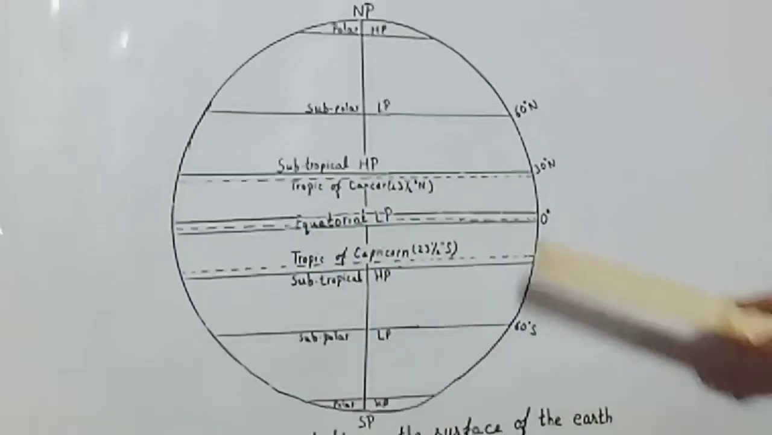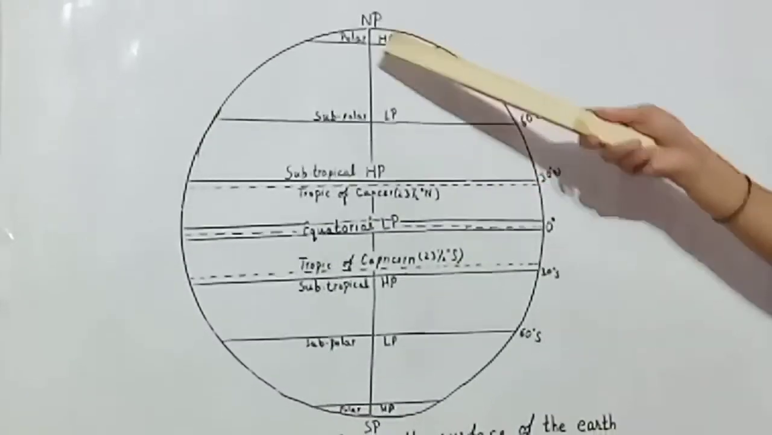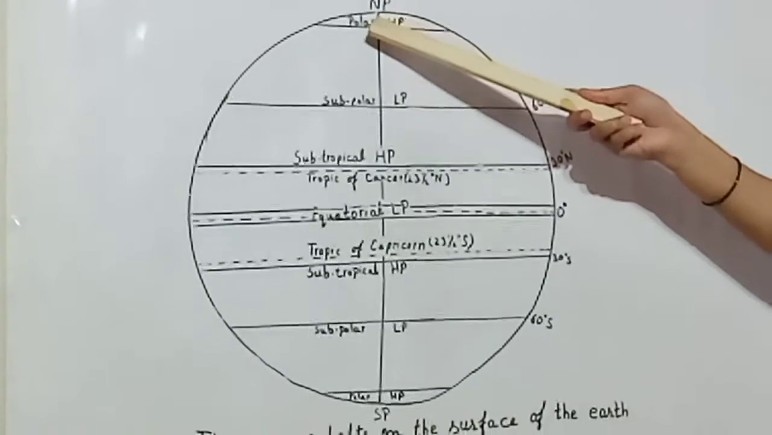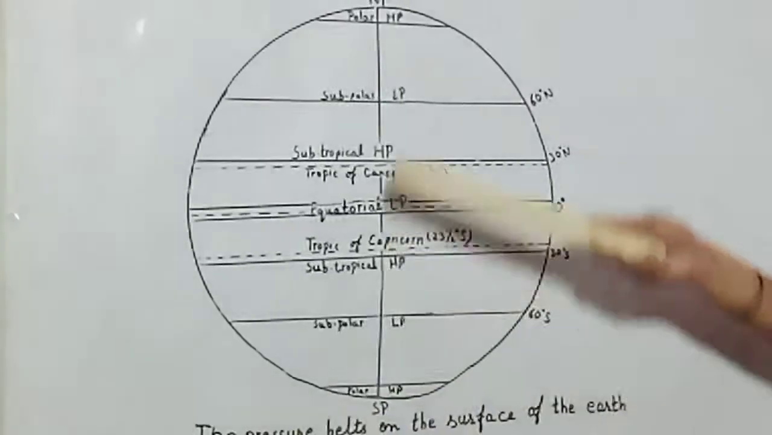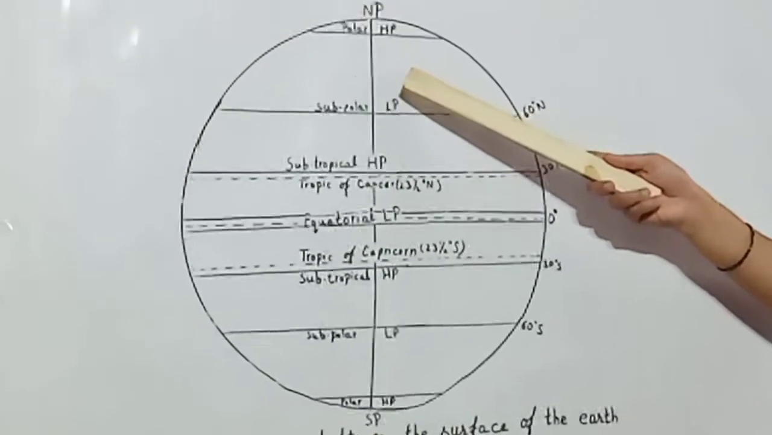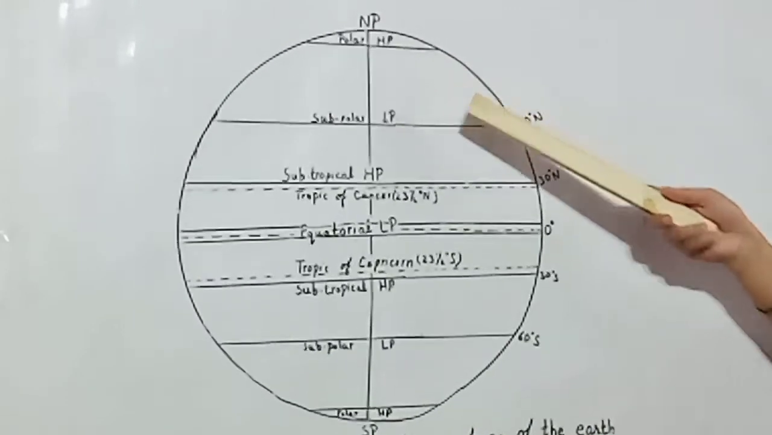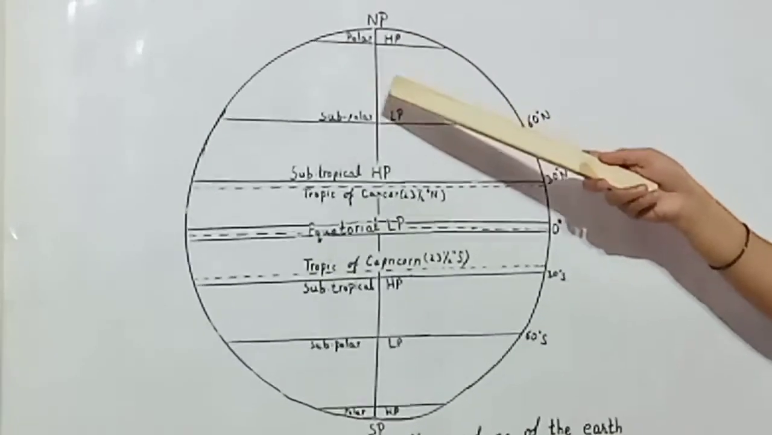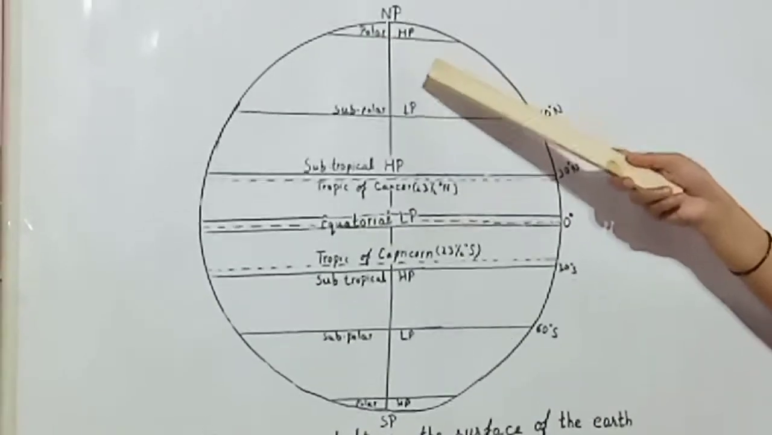Last pressure belt is the polar high pressure belts around the North Pole and South Pole. You can see in this image, this is the North Pole and this is the South Pole. The air is so cold and heavy that it is unable to rise high above the surface. The weight of the cold air creates a high pressure belt over the poles. These are called polar high pressure belts.